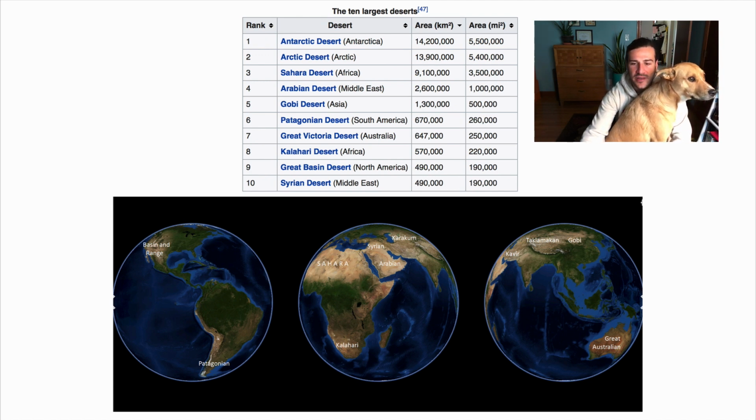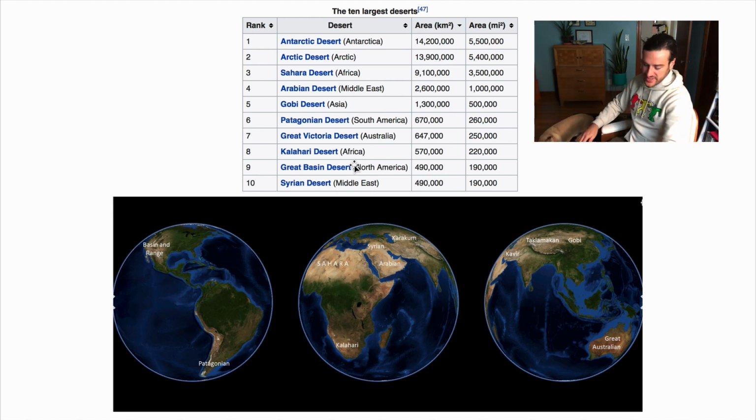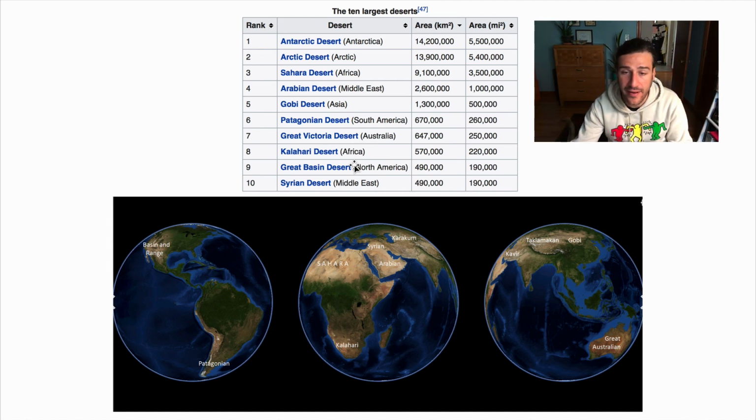The Arabian Desert in the Middle East, the Gobi Desert that we learned about, which is caused by a rain shadow effect because of the Himalayas, the Patagonian Desert, the Kalahari Desert in the south of Africa, and these are the biggest deserts on the planet. So you'll notice they're not all just hot. Well, they're all arid, but there are some polar deserts as well.